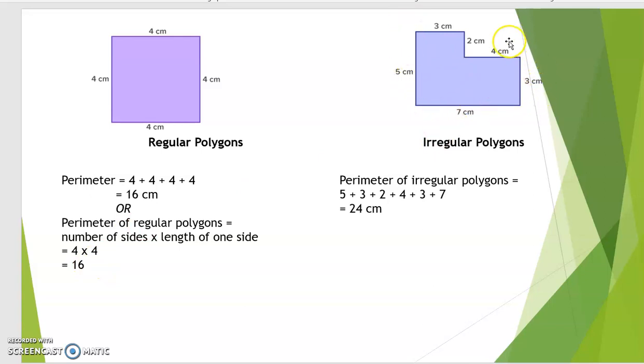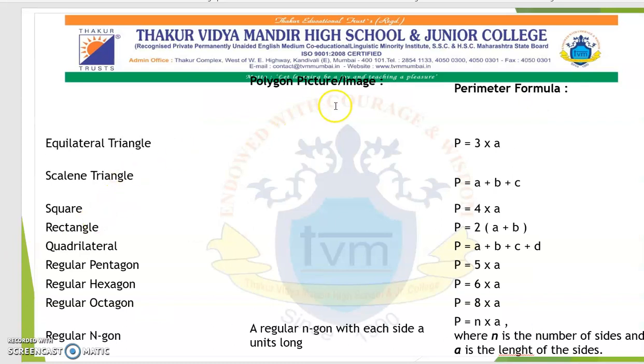Now this is an irregular polygon. The formula remains the same. The perimeter of an irregular polygon is also what? Sum of all the sides. So add the measure of all the sides. You will get the answer 24 centimeter. Now the perimeters of some figures are given below.